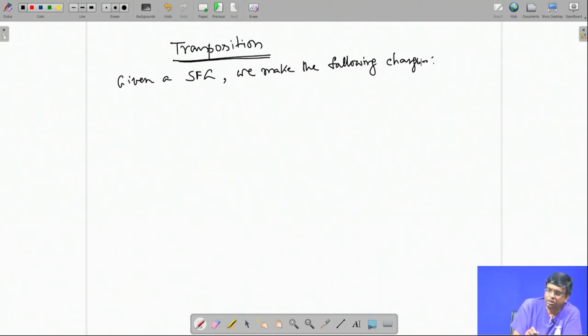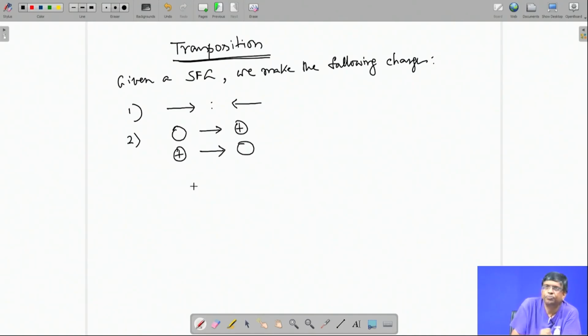We are given an SFG, we make the following changes. I wonder whether we can do it in the next class or maybe we continue here. Number 1, you reverse the arrows. If there is an arrow pointing in one direction, keep the edge in the same place, but reverse the direction in the SFG. Number 2, splitter node, change it to adder, and adder change it to splitter.